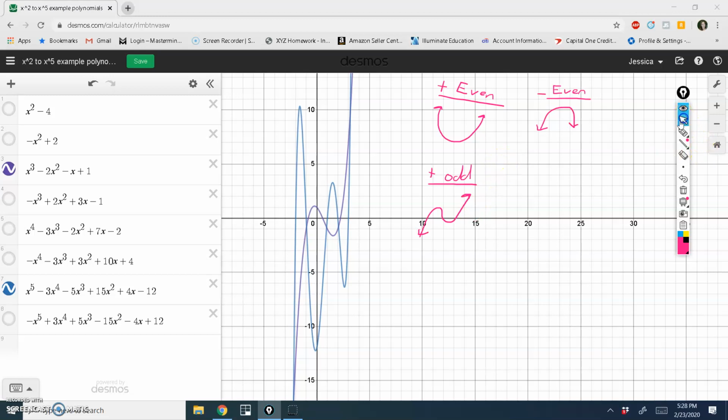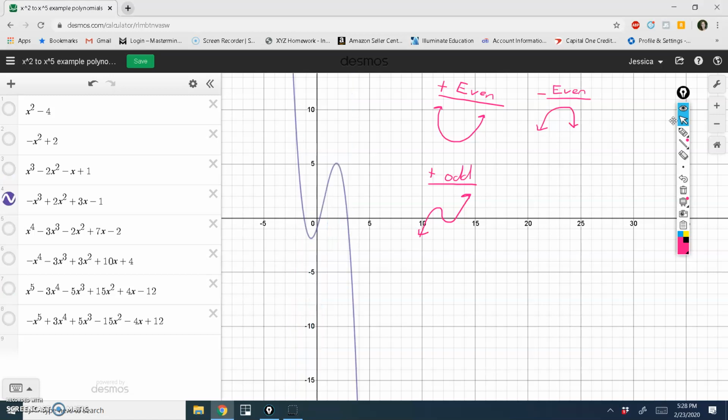Which is different from the negative odds. So here's a negative cubic. We can see it goes in the opposite direction. It comes down, takes a little bump, and then keeps going down. And same thing with the negative to the fifth power. If we follow this, it's coming down, bumpy, bumpy, bumpy, and then ultimately keeps going down.